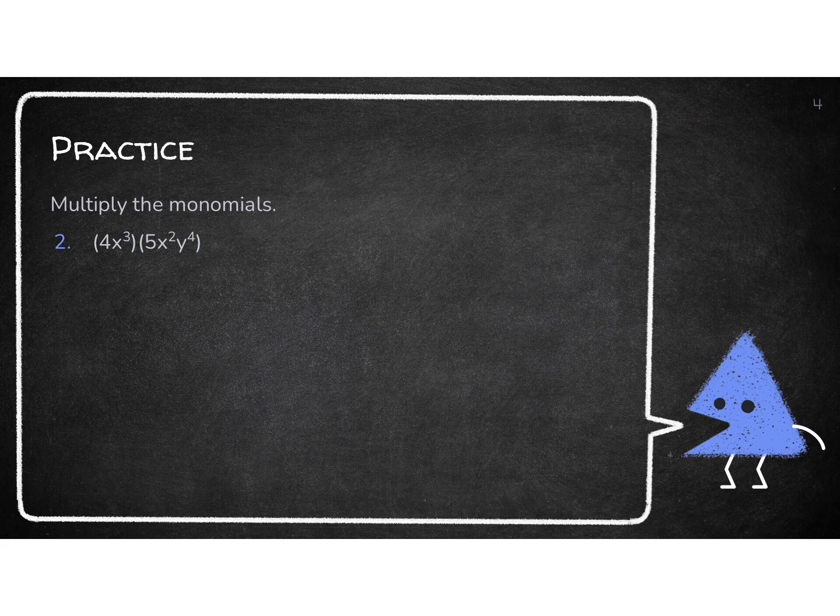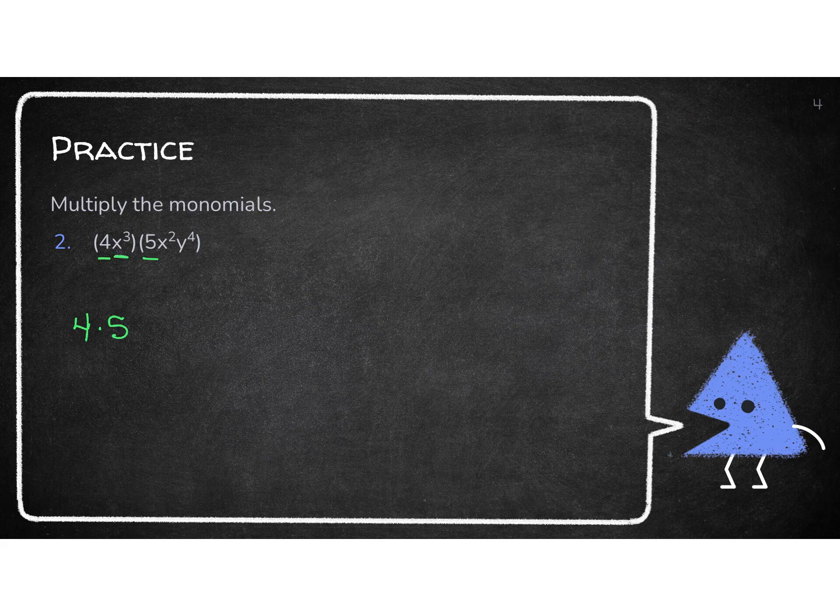Let's look at the second example here. I have 4x to the 3rd times 5x squared y to the 4th. So I know this is multiplying because there's nothing in between those parentheses. So I'm going to multiply the coefficients or the big numbers. So I'm going to have 4 times 5. And then I'm going to add the little numbers.